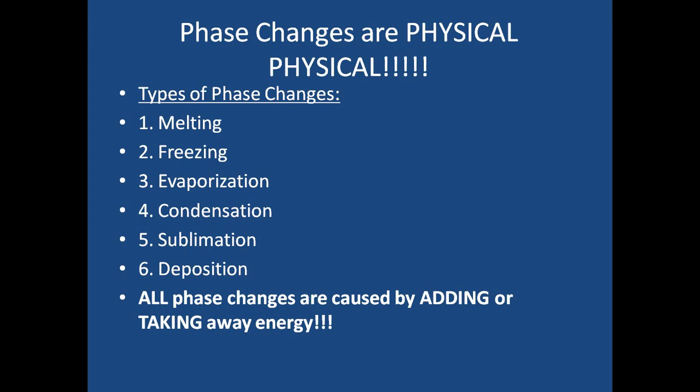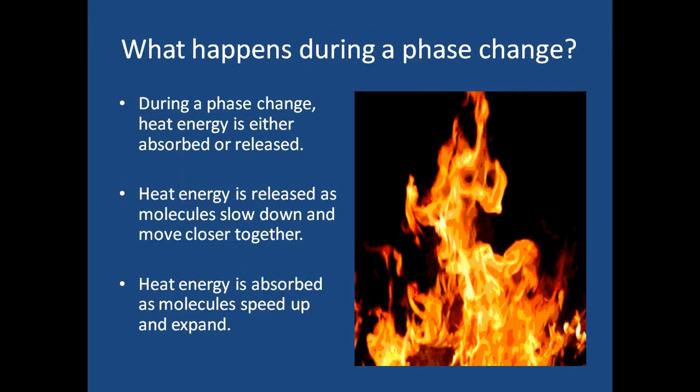Now, there are examples of phase changes. We're going to go through these and talk about how energy impacts these changes. Now, please understand as we go through this presentation that phase changes are physical, not chemical changes. The types of phase changes include melting, freezing, evaporation, condensation, sublimation, deposition. And of course, all of these phase changes are caused by either adding or taking away energy. So you'll want to be aware of how energy is impacted during this process.